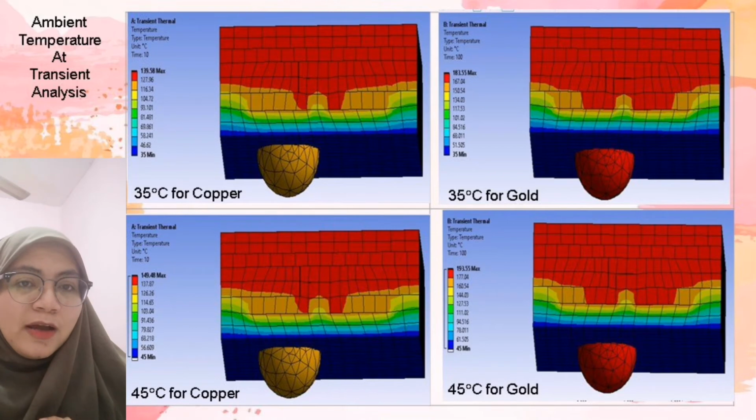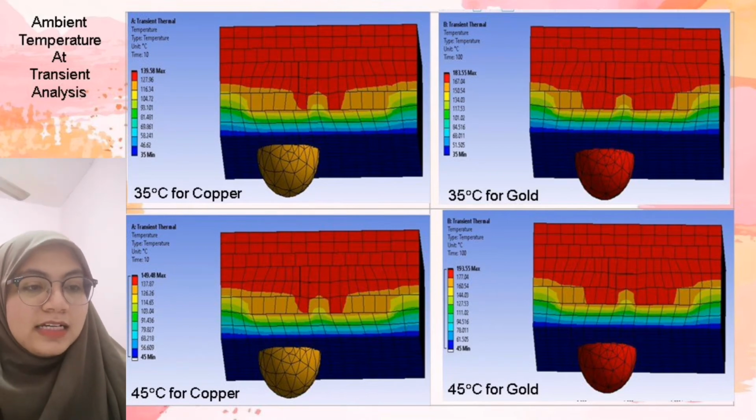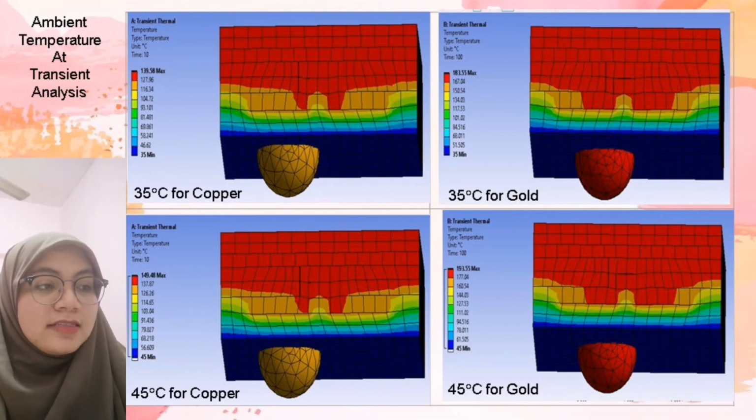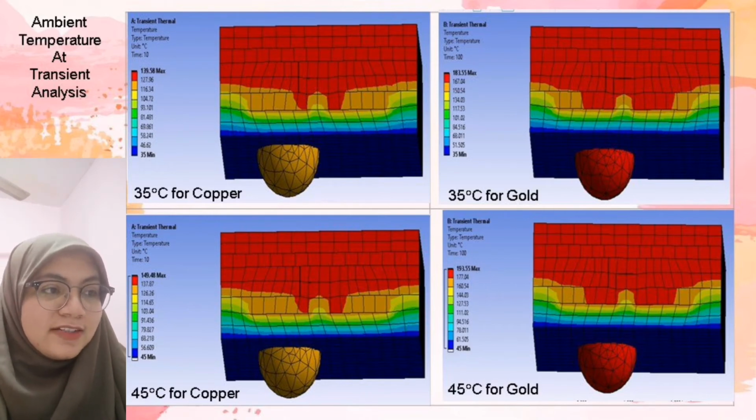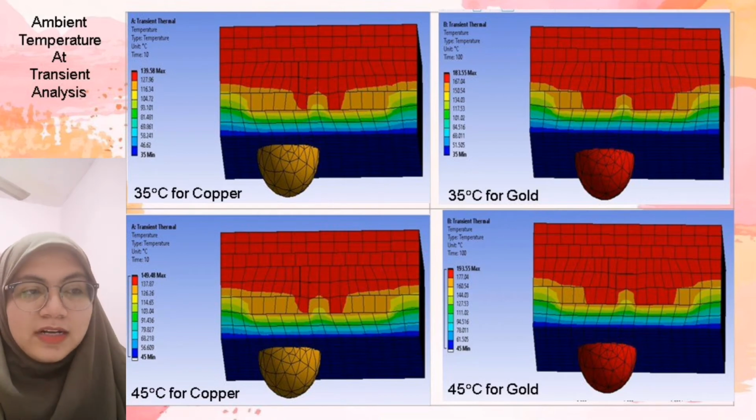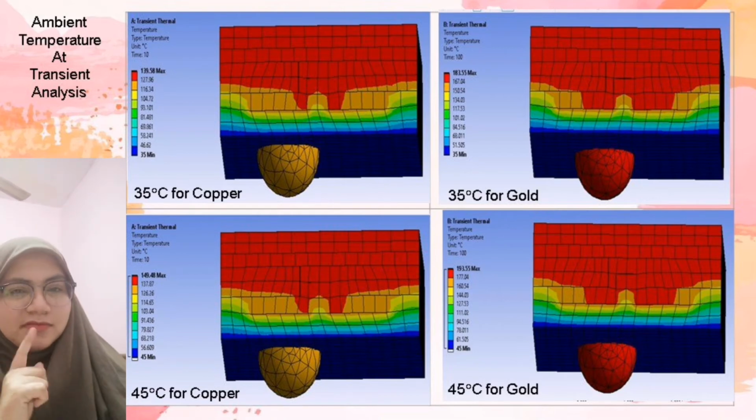Next, we're going to talk about when we apply the ambient temperature to the transient analysis. For this one, we apply 35 degrees Celsius and also 45 degrees Celsius. When we apply 35 degrees Celsius on the copper, we can see the temperature rising to 139.58, while for the gold it is 183.55.